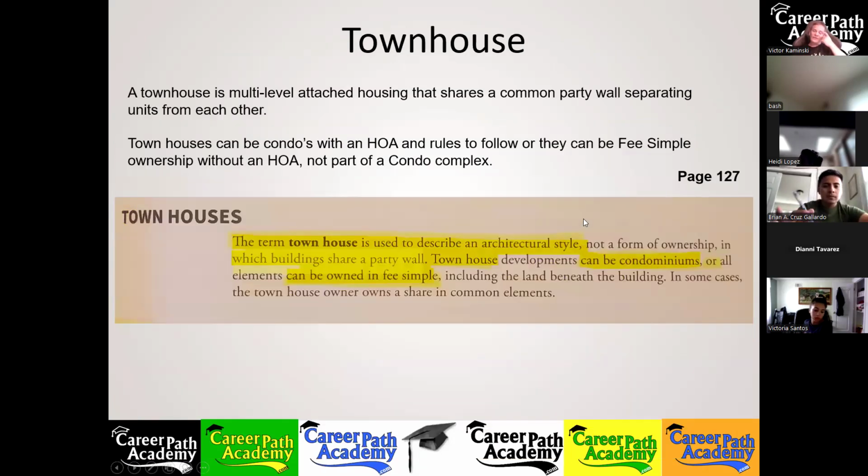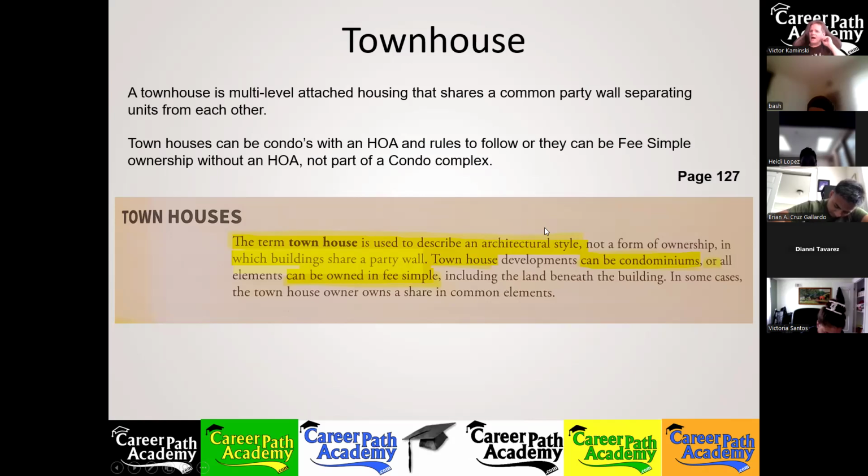All right. You ever hear of a townhouse? Anybody know what a townhouse is? A townhouse is not a form of ownership. It's an architectural style. That's all it is. Condominium is not an architectural style. It is a form of ownership. It's fee simple ownership with a homeowners association and rules that you need to follow.